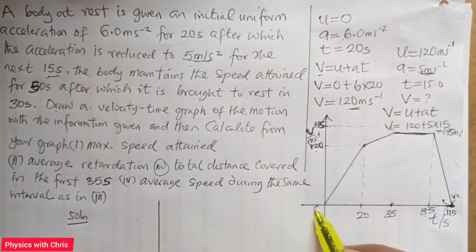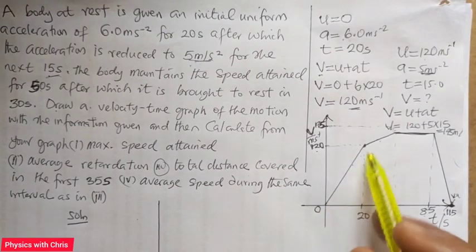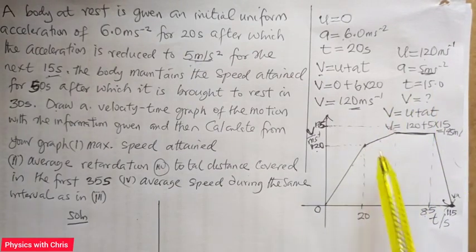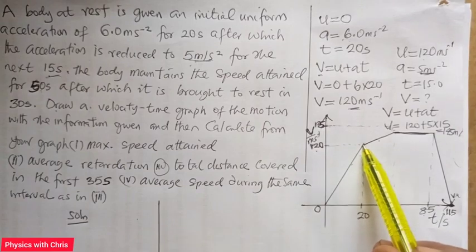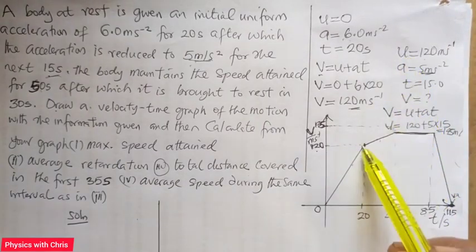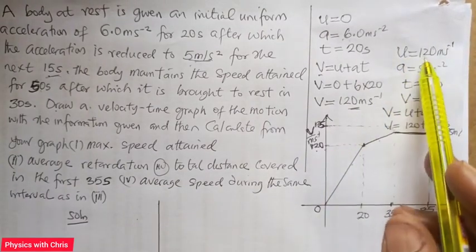So we start from rest at point O, move at a constant acceleration of 6. It attained a maximum velocity of 120 at first, and then its acceleration is reduced to 5. And why that happened, the body was still in motion. So before the acceleration is reduced, of course, it has an initial speed. That's a speed of 120. That becomes the initial speed.